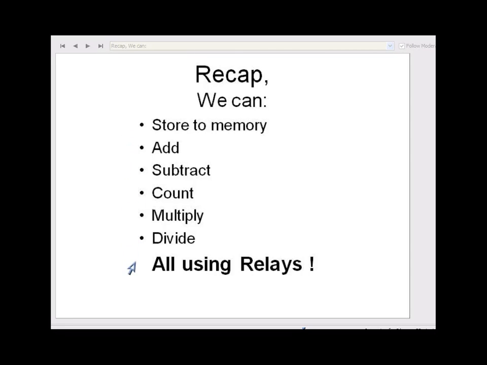Now, all of these things we've been able to do using relays and switches. So we could, if given time, design the entire switch circuitry for the inside of your calculator. It's no biggie, it's just going to take time. A few relays, a few switches, and we've got the circuit for the inside of a calculator.